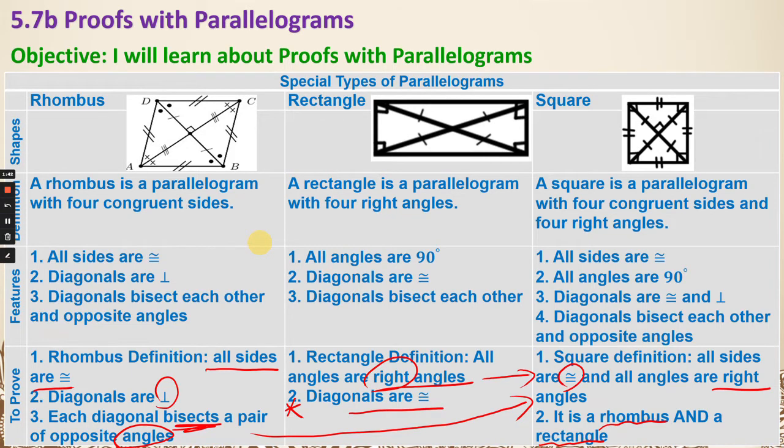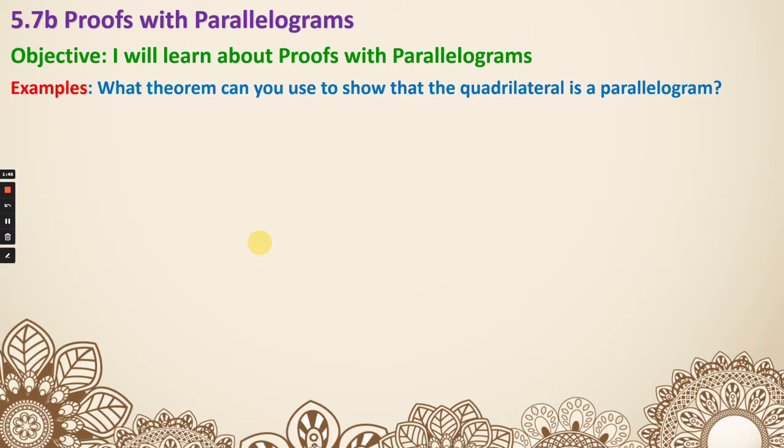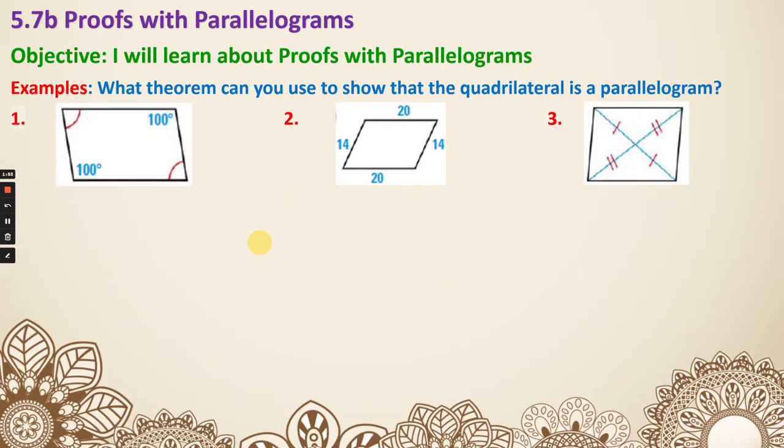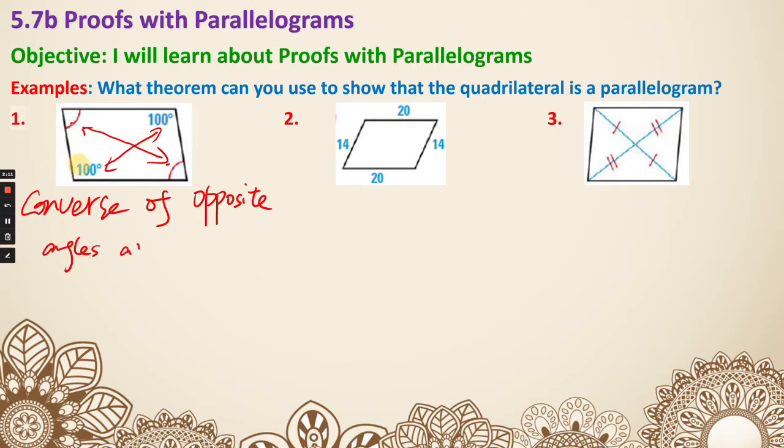Now let's get into some practice thinking. First examples. You're going to think, what theorem can you use to show that the quadrilateral is a parallelogram? So first, let's have a look. Number one. In this case, we can see these two angles are being labeled as the same right here, and these two are the same. So we're going to use converse of opposite angles are congruent. Unfortunately, these theorems do not have a name, so you do actually need to write down the statements.